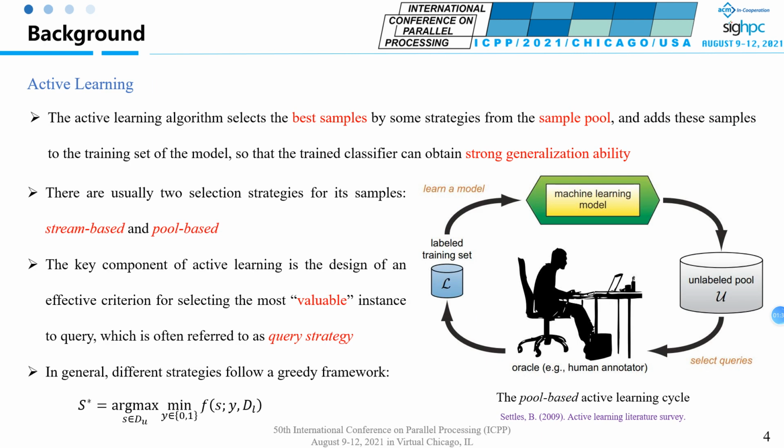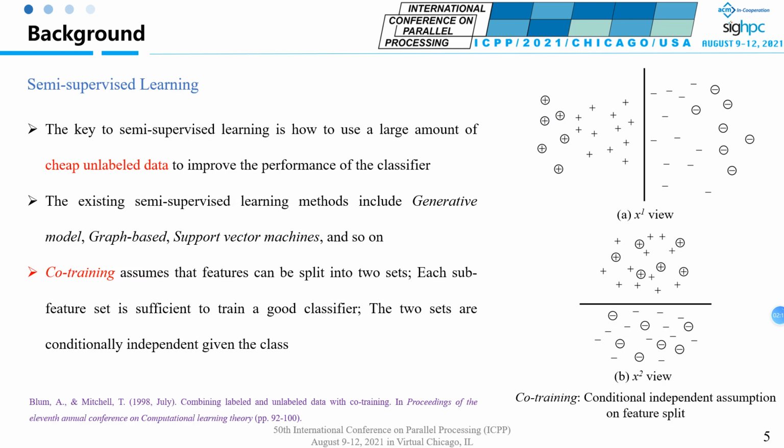The second is active learning. In the field of machine learning, active learning is proposed to optimize the classification model by reducing the training set and the labeling cost as much as possible. To enable the model to select samples intelligently for learning, we consider using an active learning algorithm. The active learning algorithm selects the best sample by some strategy from the sample pool and adds this sample to the training set of the model, so that the trained classifier can obtain strong generalization ability.